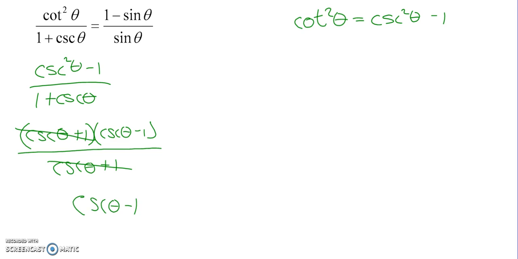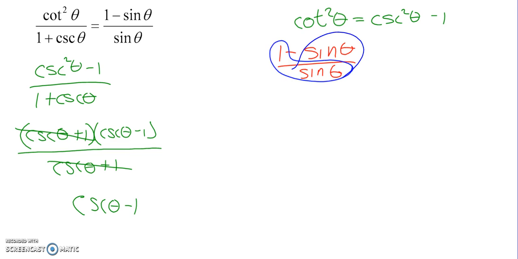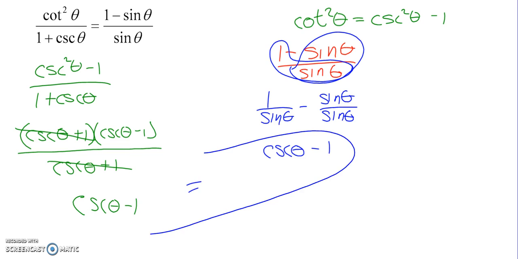Let's see if we can do something similar on the right-hand side. So now focusing on the right-hand side, I've got to take this statement 1 minus sine theta over sine theta, and I'm actually going to use the trick we used on the very last slide. I'm going to divide this sine into both fractions. And when I do that, I get 1 over sine minus sine over sine. Well, sine over sine is 1, and 1 over sine is cosecant, minus 1. And now I have proven that these two sides are both equal to cosecant theta minus 1, so the two sides are equal.